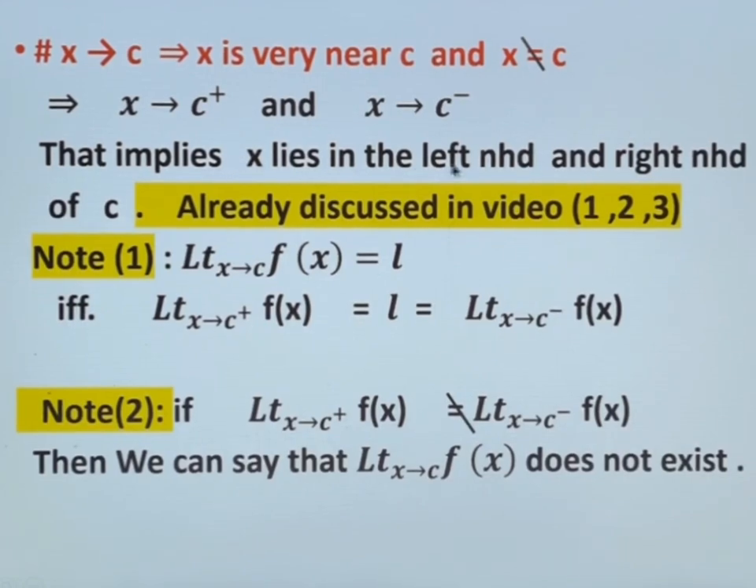That means x lies in the left neighborhood or right neighborhood of the c, as I have already discussed in videos 1 to 3. So, limit x tends to c f(x) is equal to L exists if and only if limit x tends to c plus f(x) is equal to L, and that is equal to limit x tends to c minus f(x). That means right hand side limit is equal to left hand side limit, then limit x tends to c f(x) exists. And second note, if right hand side limit is not equal to left hand side limit, then we can say limit x tends to c f(x) does not exist.